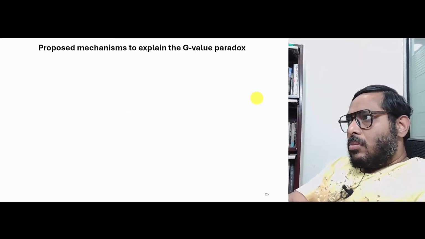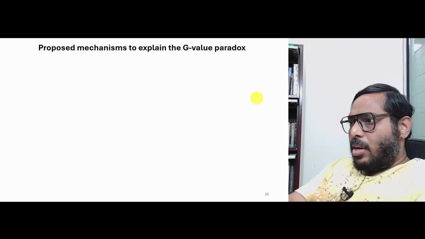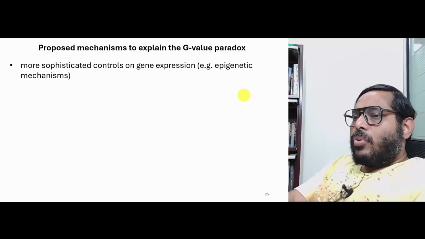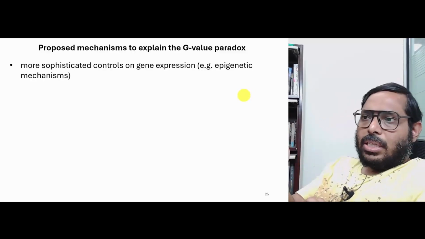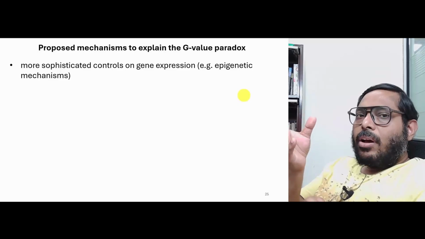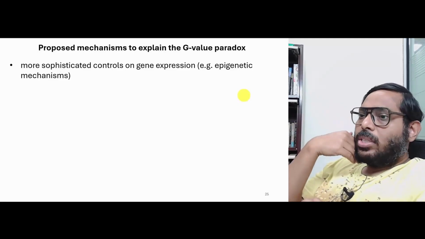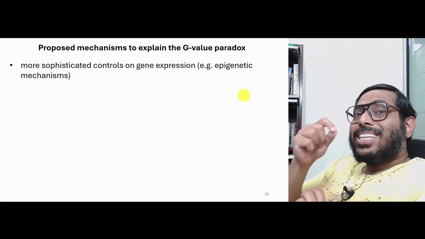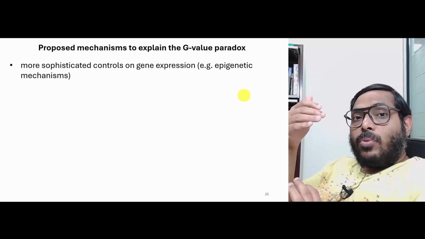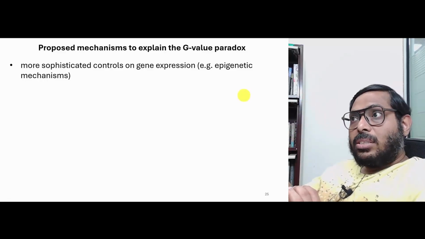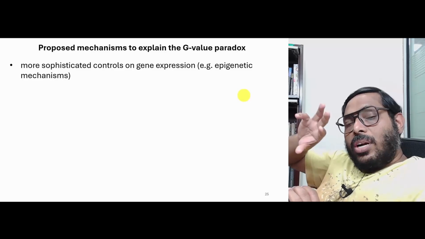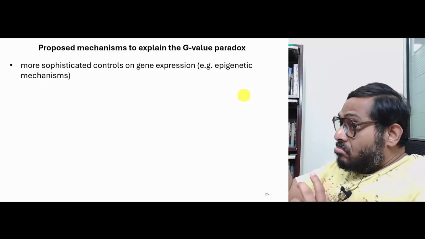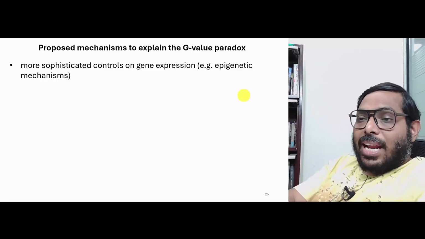It turns out that quite a few mechanisms have been proposed to explain the G-value paradox, and I do not think there is one mechanism; all of these probably act simultaneously. For example, organisms which have a lower number of genes, as humans do, have more sophisticated controls on gene expression, such as epigenetic mechanisms. Even with relatively fewer genes, good epigenetic ways of turning them on and off, controlling their spatial and temporal expression, might lead to more diverse characters.